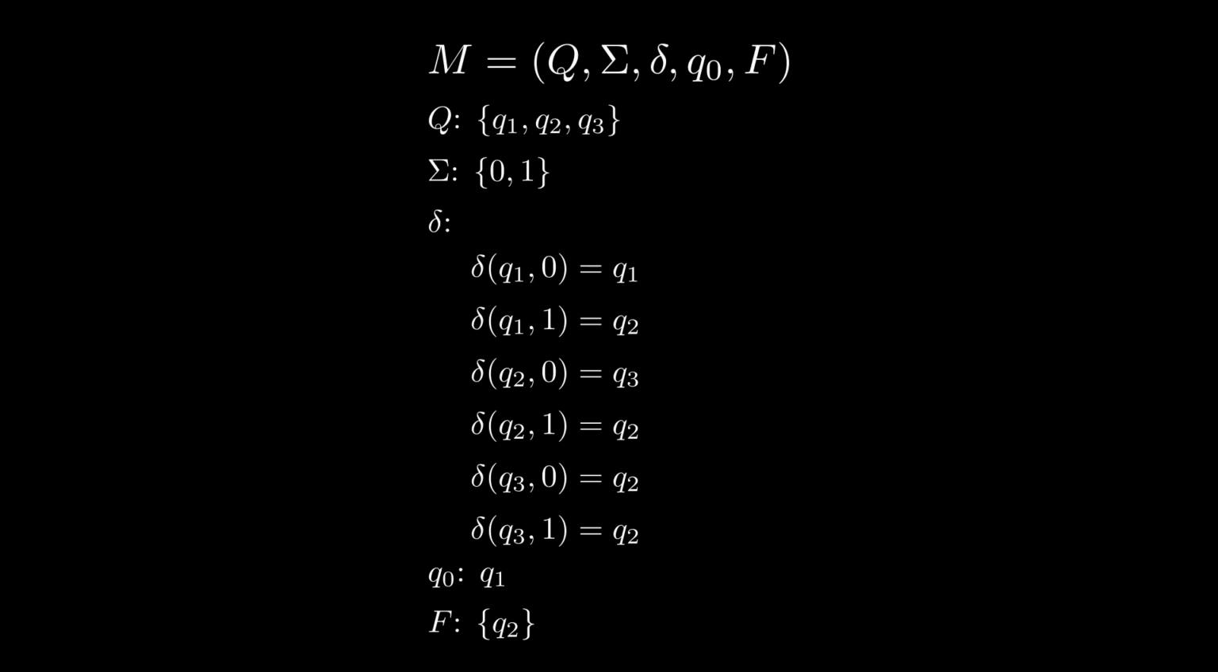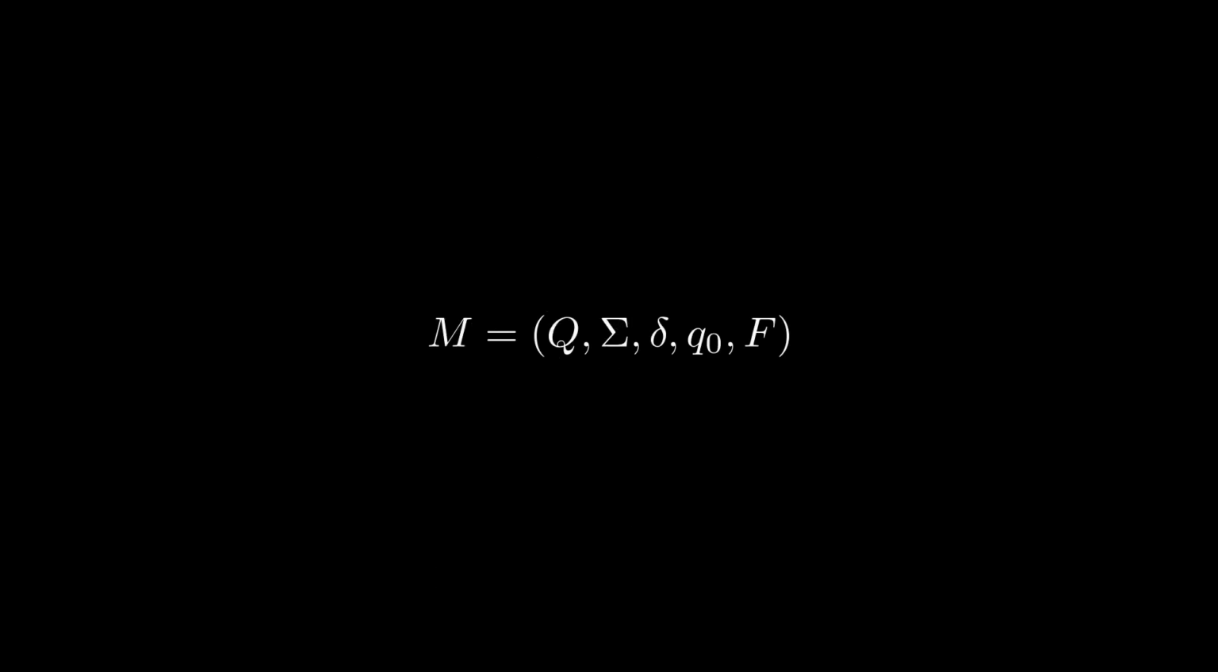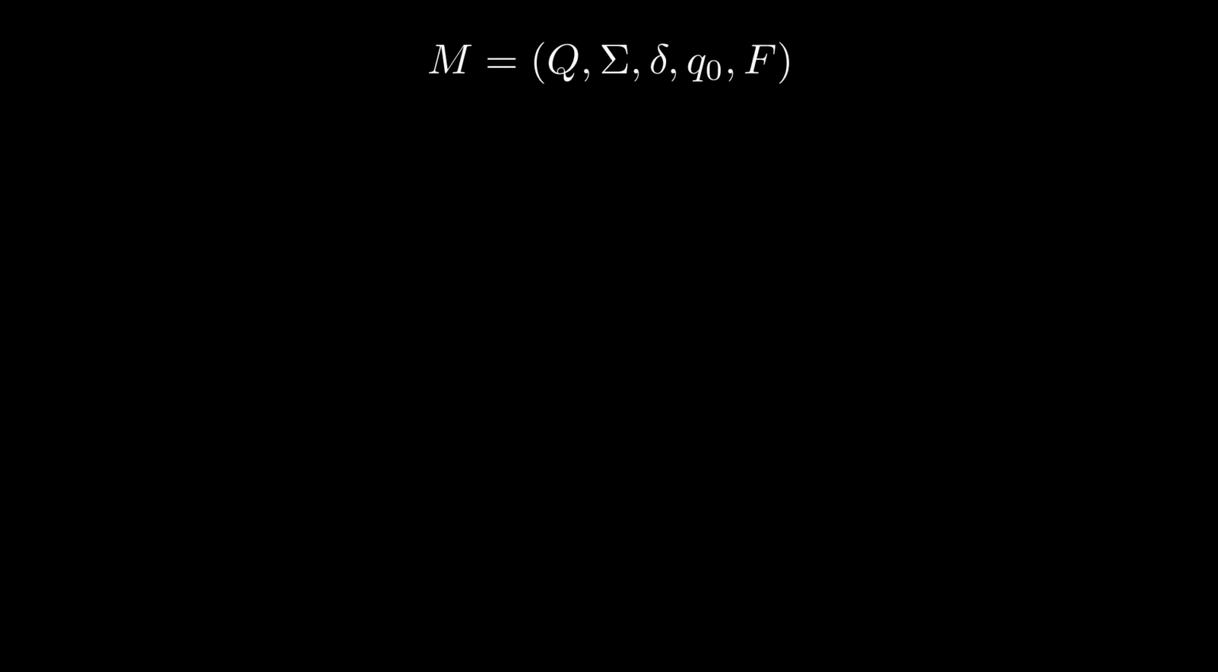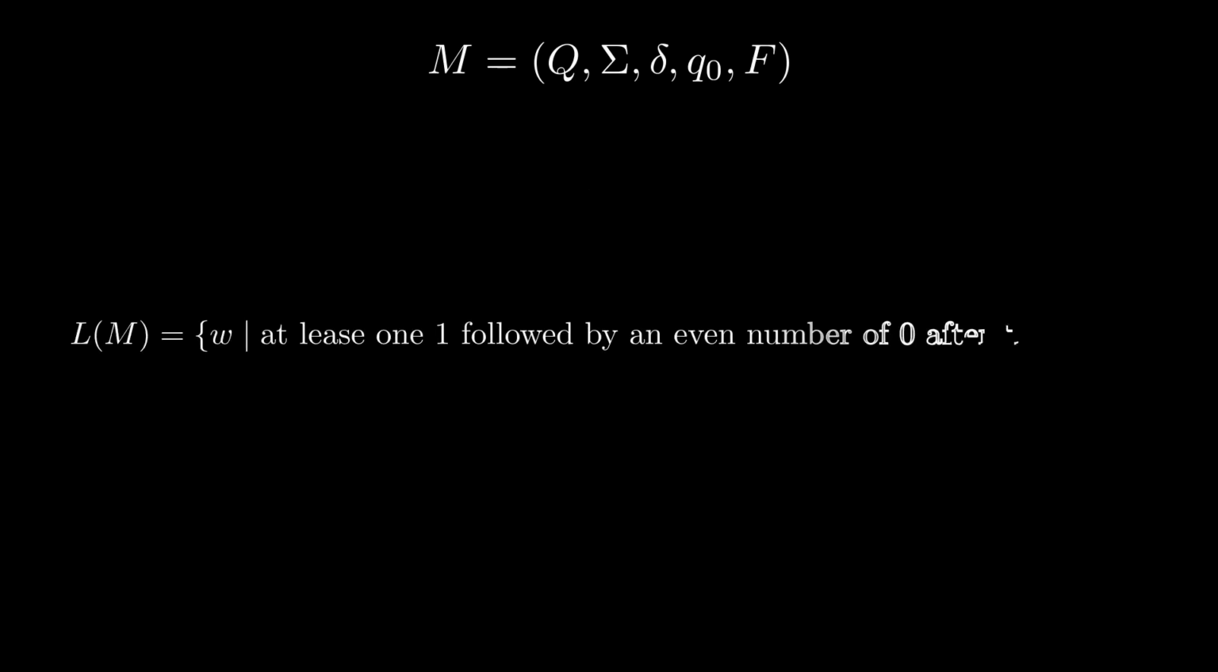If we take this formal definition and generalize all the input strings that a machine accepts, we call those inputs the language of the machine. For our example machine, the language would be a set of strings, where each string contains at least one 1 and an even number of zeros that appear after the last 1.